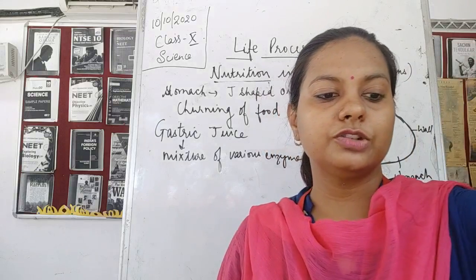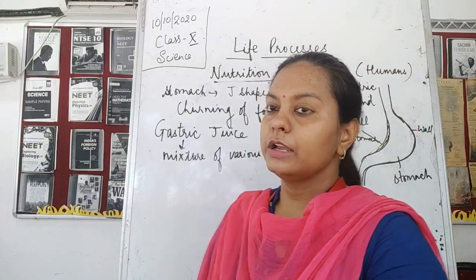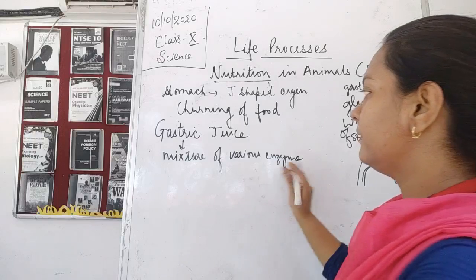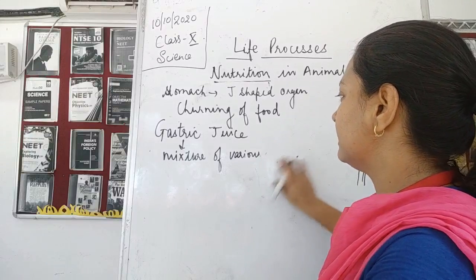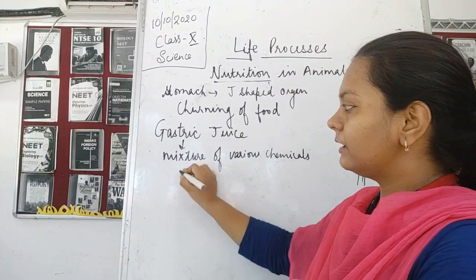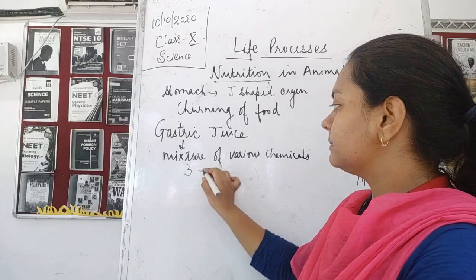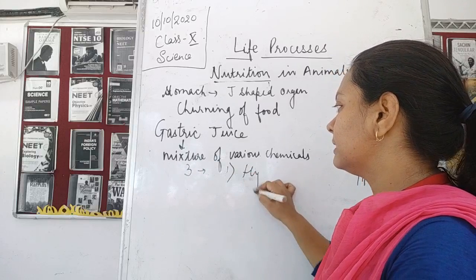Now, the gastric juice contains 3 substances. Because it is a mixture of various chemicals, we could say it is a mixture of various chemicals. Now, what chemicals are there? There are three chemicals, 3 substances. In these 3 substances, the first one is the hydrochloric acid.